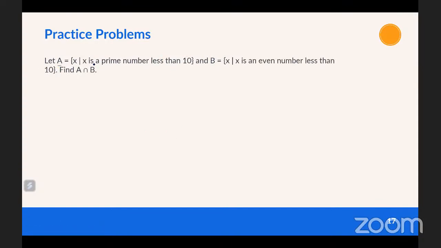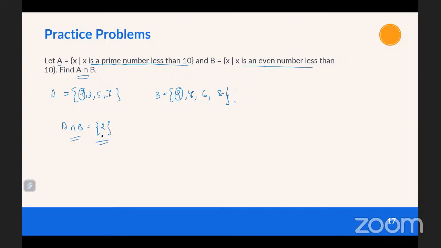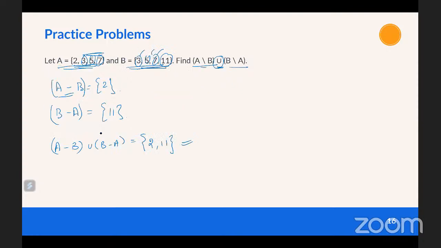Now we have a set A which contains prime numbers less than 10. So we will write prime numbers less than 10 are 2, 3, 5, 7. And the set B contains even numbers less than 10. So we will write even numbers less than 10: 2, 4, 6, 8, and 10 will not be there because they are saying less than 10. And what we have to do is intersection. So A intersection B. So what is the common element between these two sets? 2 is common in both the sets. So the intersection will give one element which is 2. So A intersection B gives this set. Okay.